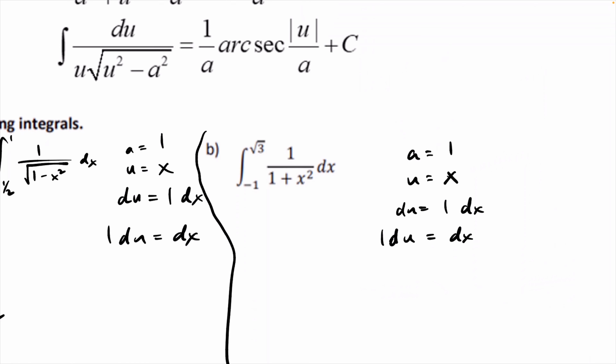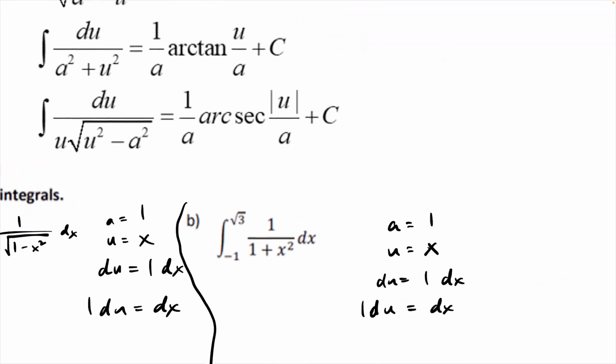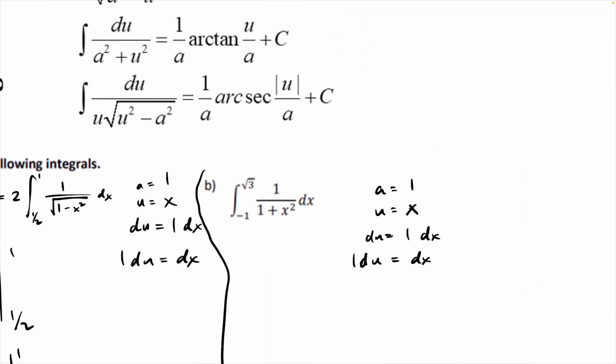Integrate. How do I integrate? Well, write it as it was up there. So it's 1 over a. So 1 over a is 1 over 1. Arctangent of u over a, so x over 1. We don't need to write a plus c for this one because we got bounds. The next two examples don't have bounds, so that one's going to need a plus c, but these don't because we have bounds.